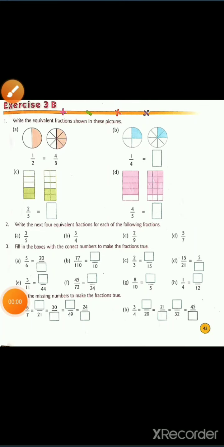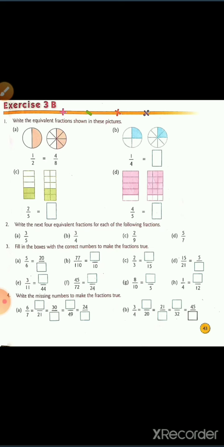Hello students, today we are going to discuss Exercise 3B from your third chapter, Fractions. In this exercise we are going to solve some questions related to equivalent fractions. I think there is no doubt in equivalent fractions. The first question from this exercise is: write the equivalent fractions shown in these pictures. Some pictures are given and we have to write the equivalent fractions according to the pictures.